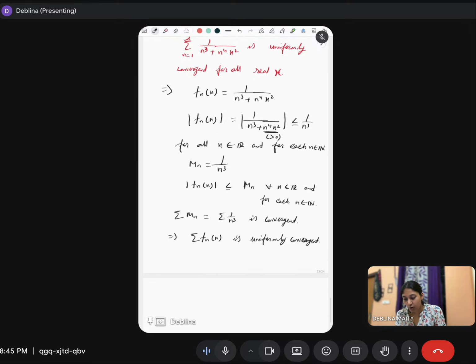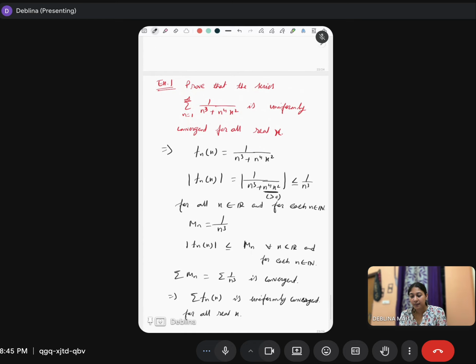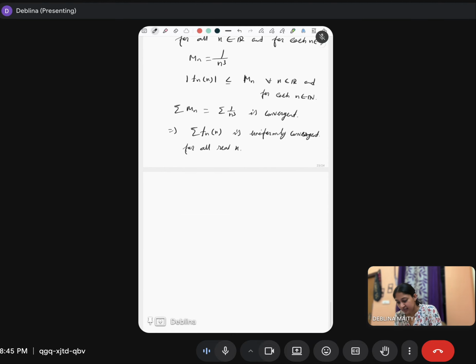Right? For all real x. So we have proved this by Weierstrass's M test. Okay, so let's take another example.